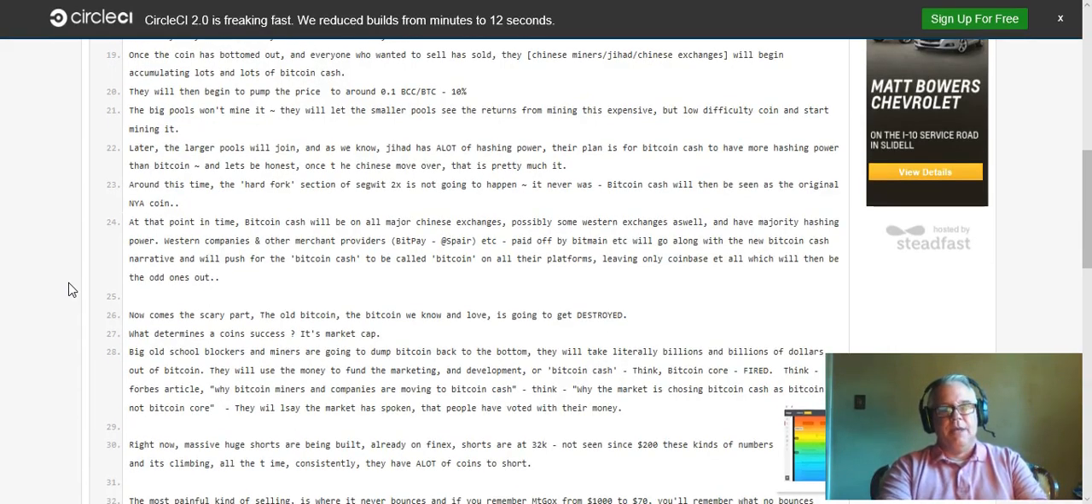Now comes the scary part, he says. The old Bitcoin, the Bitcoin we know and love, is going to be destroyed. What determines a coin's success? Its market cap. Big old school blockers and miners are going to dump Bitcoin back to the bottom. They will take literally billions and billions of dollars out of Bitcoin. They will use the money to fund the marketing and development of Bitcoin Cash. Think Bitcoin Core. Think Forbes article, Why Bitcoin Miners and Companies Are Moving to Bitcoin Cash. Think why the market is choosing Bitcoin Cash as Bitcoin, not Bitcoin Core. They will say the market has spoken and the people have voted with their money.